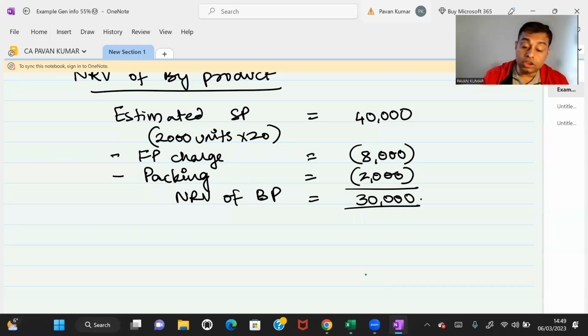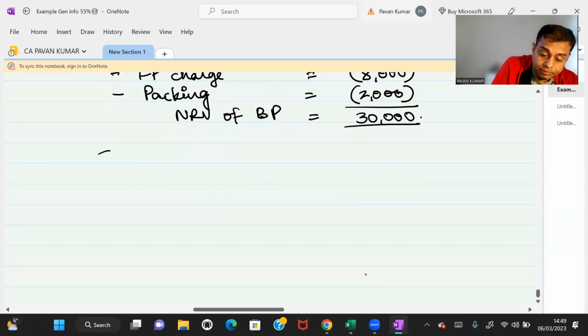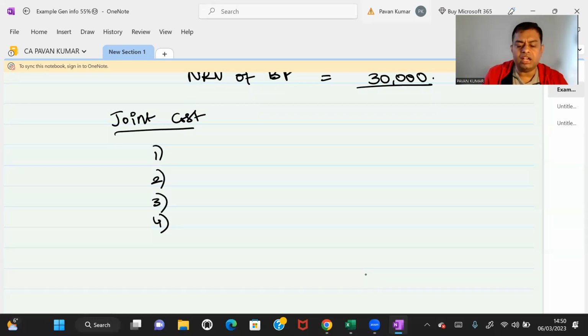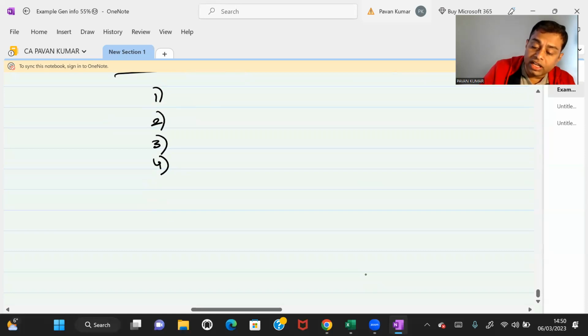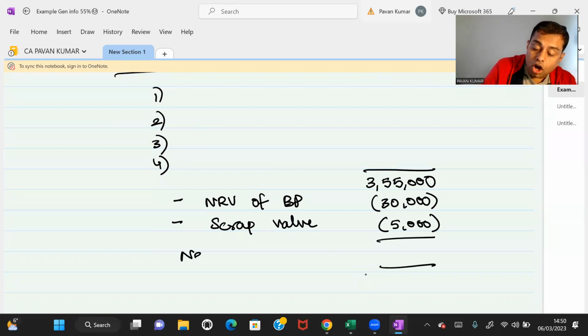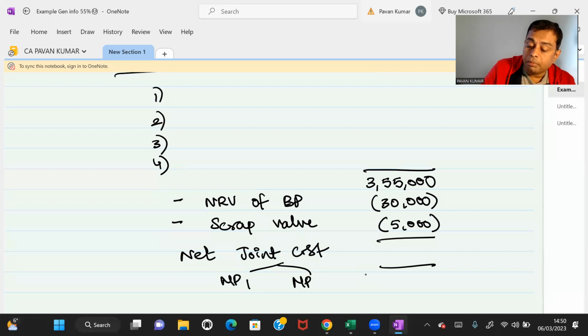You understand? Now, joint cost. This is note 1. Note 2, joint cost. Already we have calculated 3,55,000. There are 4 items, but I don't need to write raw material and the others again. So the total put together, we have already calculated, comes to 3,55,000. Correct? Minus net realizable value of byproduct, which we just calculated as 30,000, minus scrap value. Scrap is sold at 5,000. So the net joint cost to be apportioned between main product one and main product two is 3,20,000.